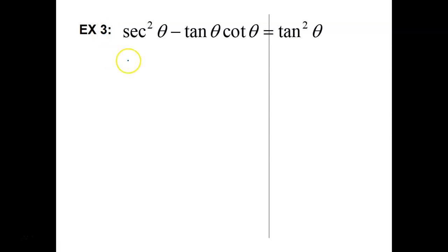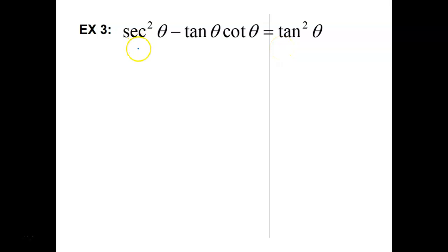Probably I want to work on the left-hand side first. That would probably be my best bet. If I wanted to, I could work on both sides here. Let's work on the left-hand side. And let's just go everything sine and cosine.